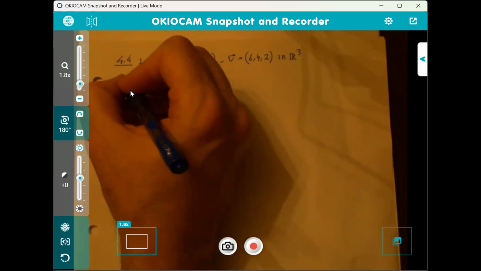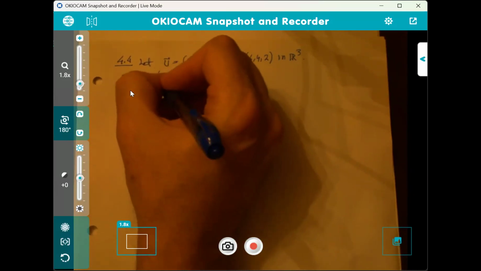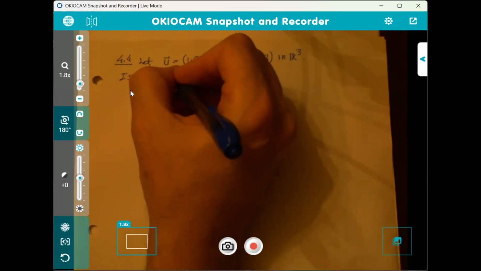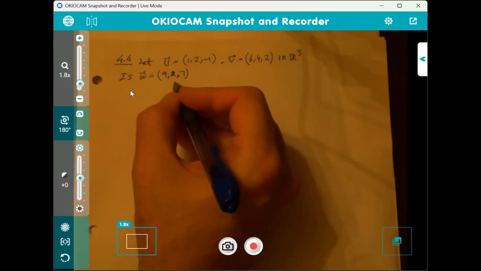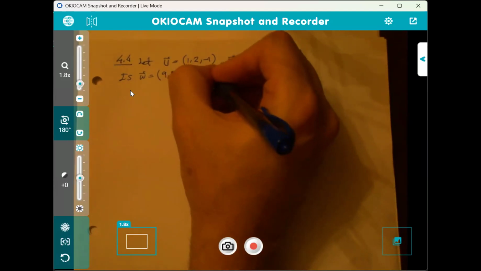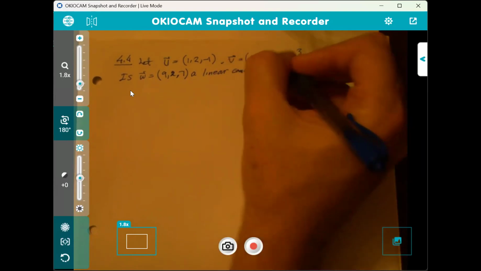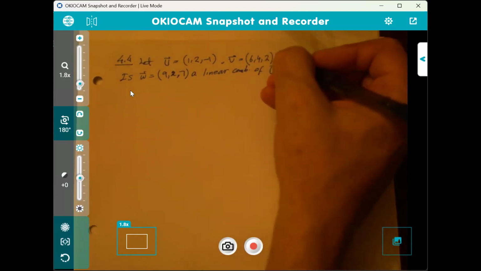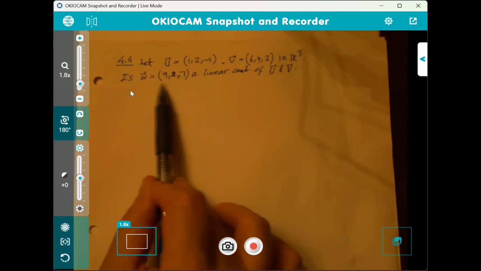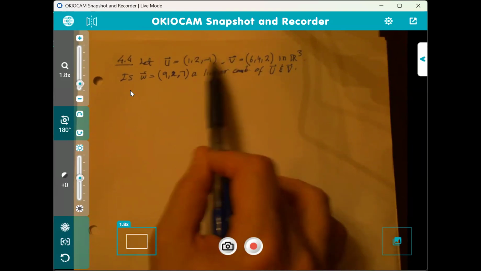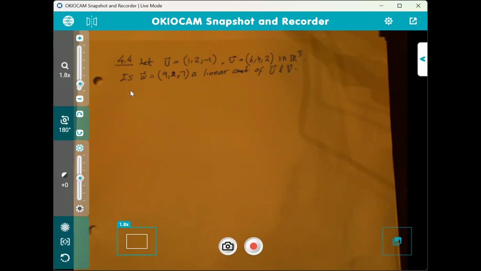Now, here is vector w, and I made it to be (9, 2, 7). Is this vector a linear combination of u and v? So can I write this vector as a linear combination of these 2? Okay, so let's go through and try to do this.